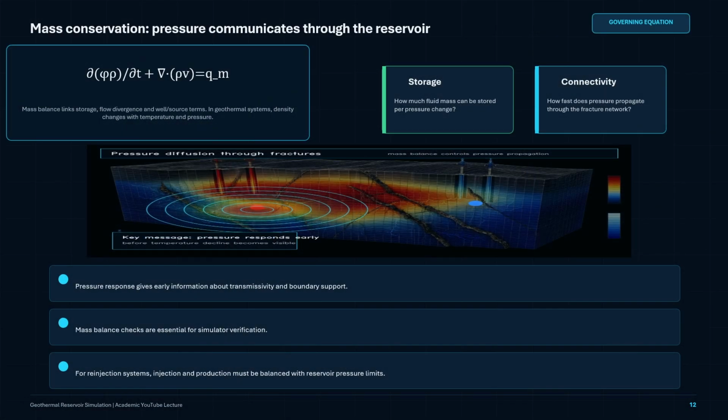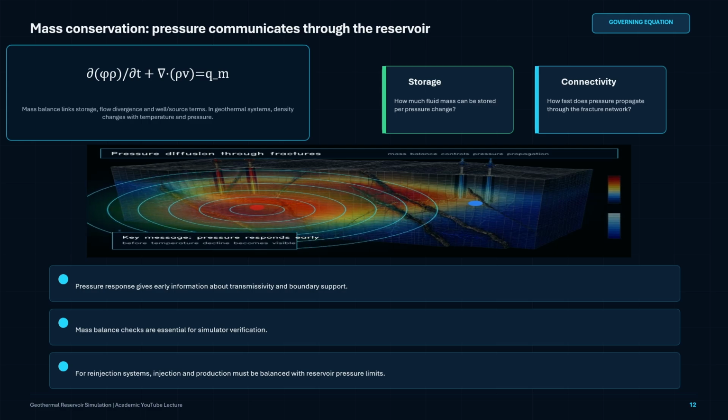Mass conservation is the first governing equation. It says that the change in fluid mass stored in a reservoir volume plus the net flow leaving that volume must equal the sources or sinks, such as injection and production wells. In geothermal systems, density is not constant. It depends on pressure and temperature, and in two-phase systems it also depends on steam saturation.